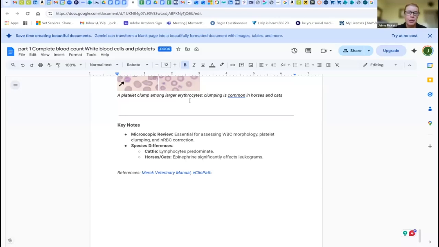The patterns tell you the why behind the numbers. When you combine all those pieces, the CBC becomes one of the most powerful diagnostic tools we have, not because of the data points themselves, but because of the meaning behind them.